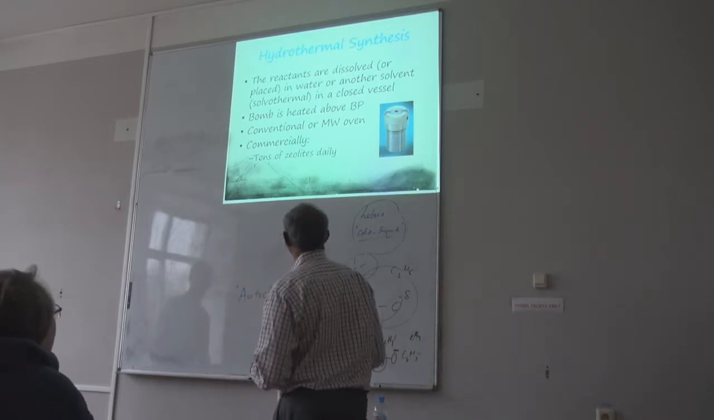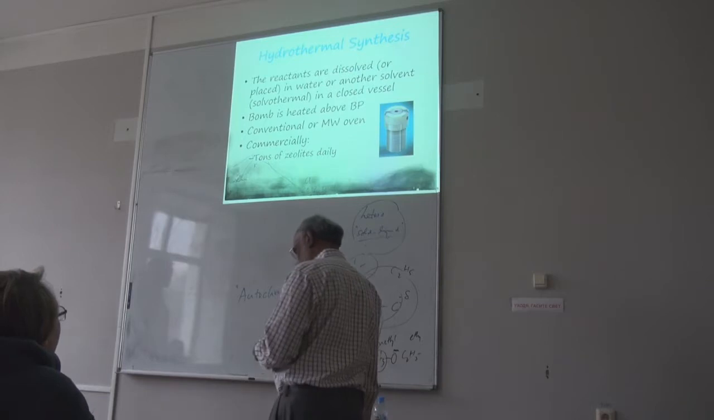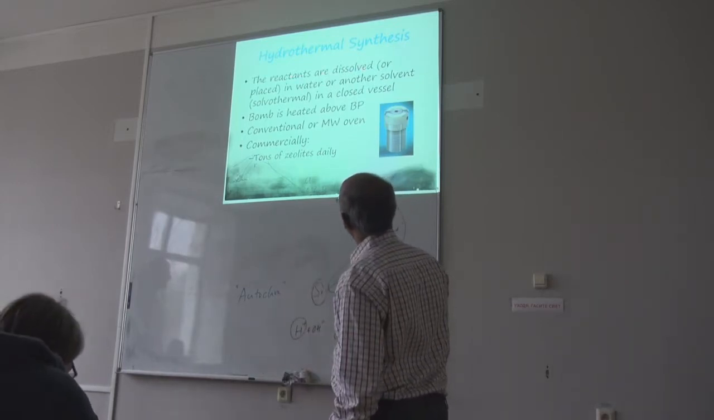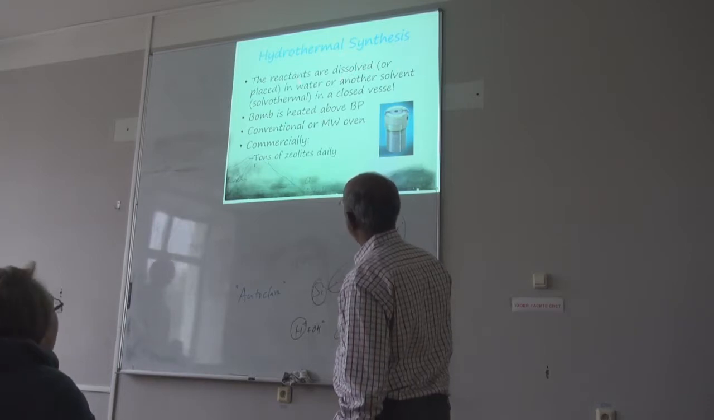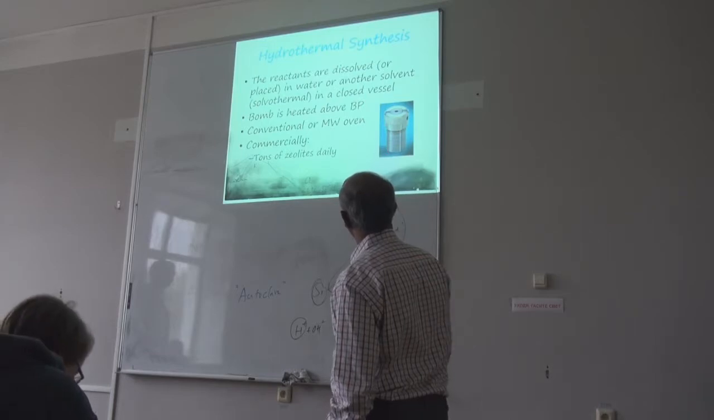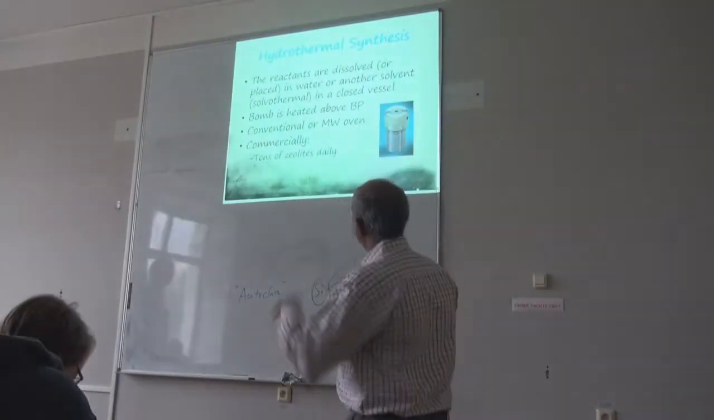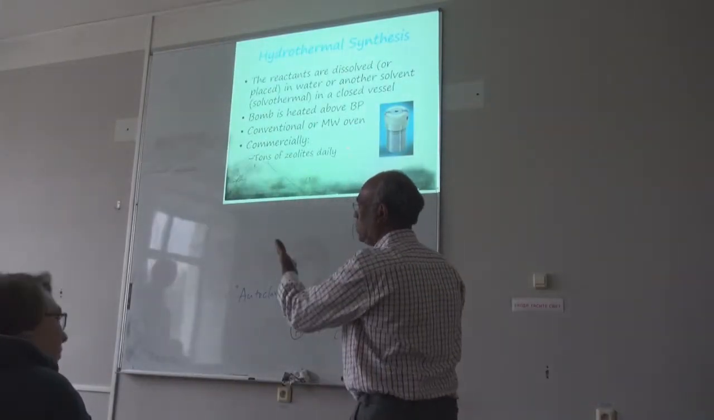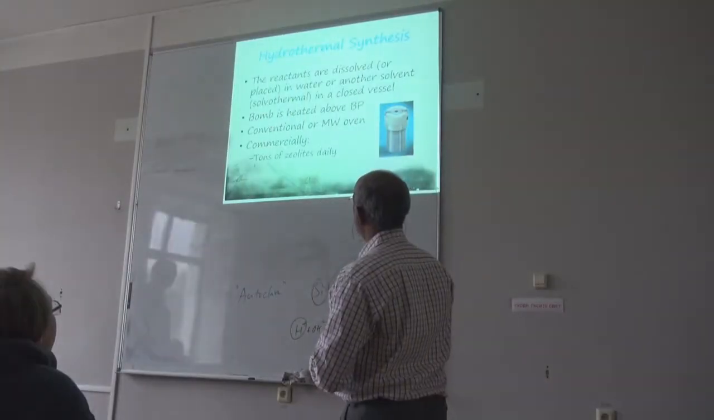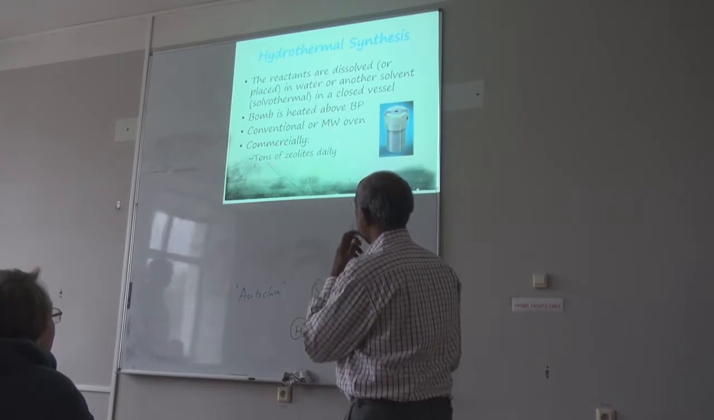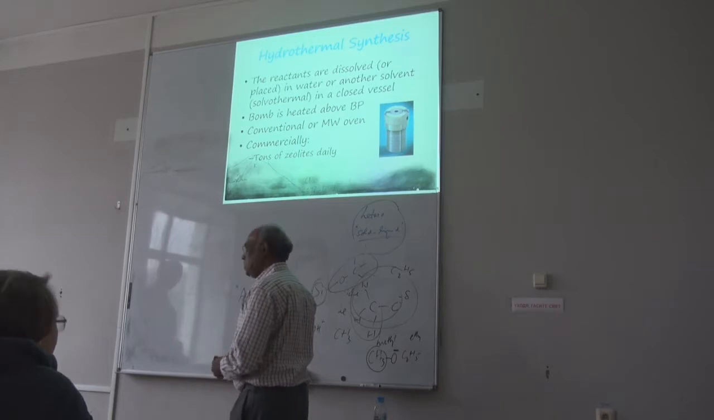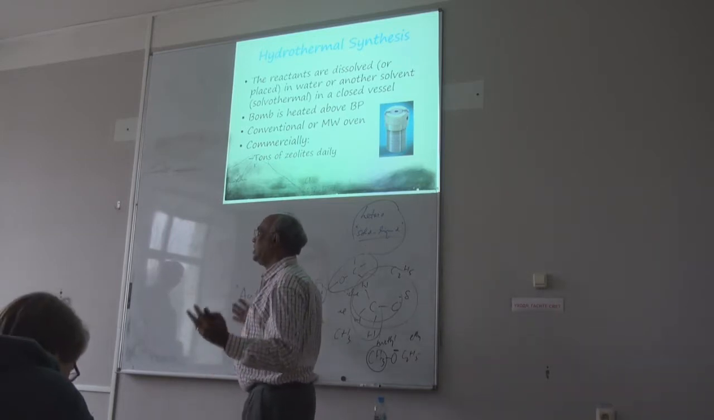Yeah, autoclave, sometimes people call it a bomb. Basically you put in the reactants, dissolved in whatever solvent, close the vessel, then heat it to above the boiling point. You have to boil it. Then you can use a typical oven or even a microwave oven. This is how zeolites are made in large quantities.